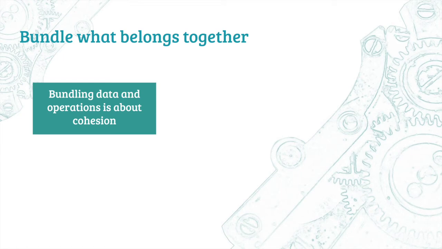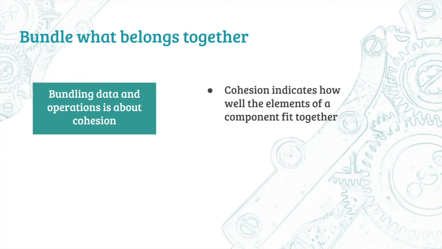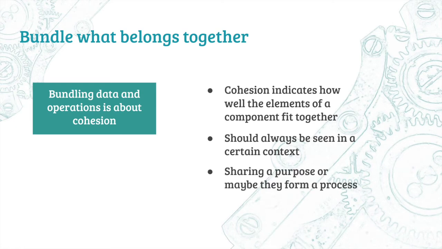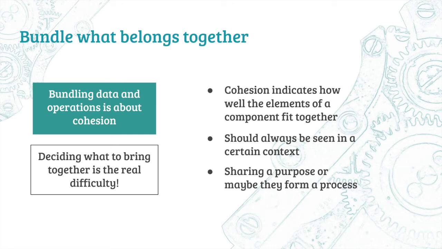Now, what is cohesion? Cohesion indicates how well the elements of a component fit together. A component could be a class, a package, or a microservice. How well the elements of a component fit together should always be seen in a certain context. A context could be sharing a purpose, or maybe they form a process. So, the real difficulty of bringing together data and operations is deciding what to bring together.